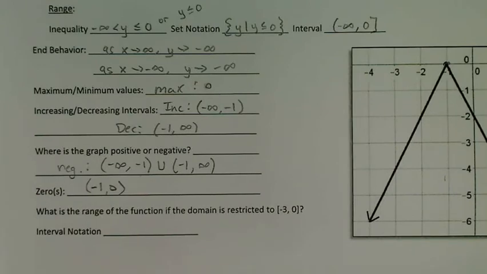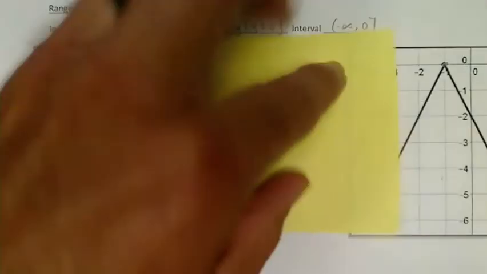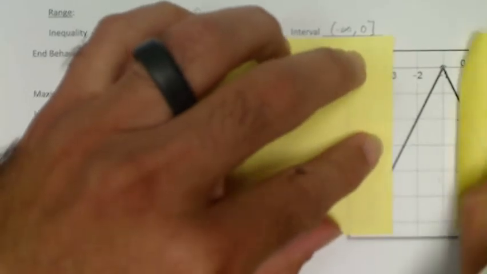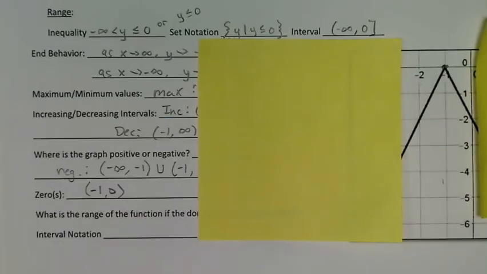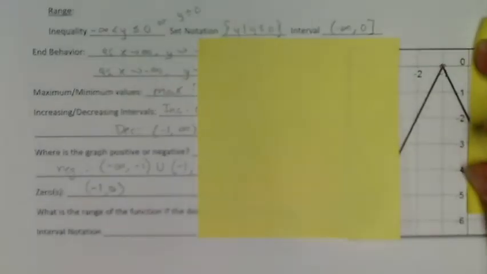Okay. The question again is, what is the range of the function if the domain is restricted to [-3, 0]? Okay, so you'd only be looking at that part of the graph. Sorry, the camera's freaking out. So, what are the y values that correspond there?